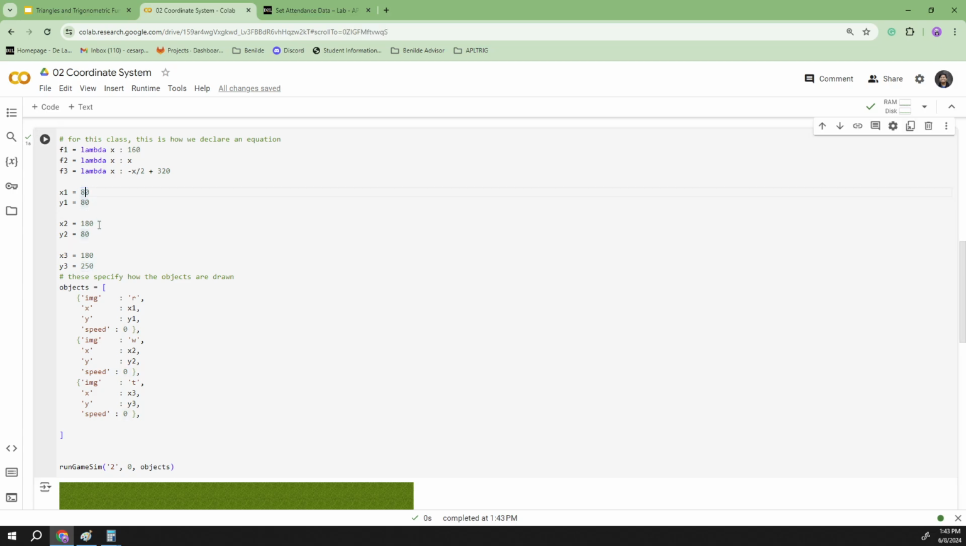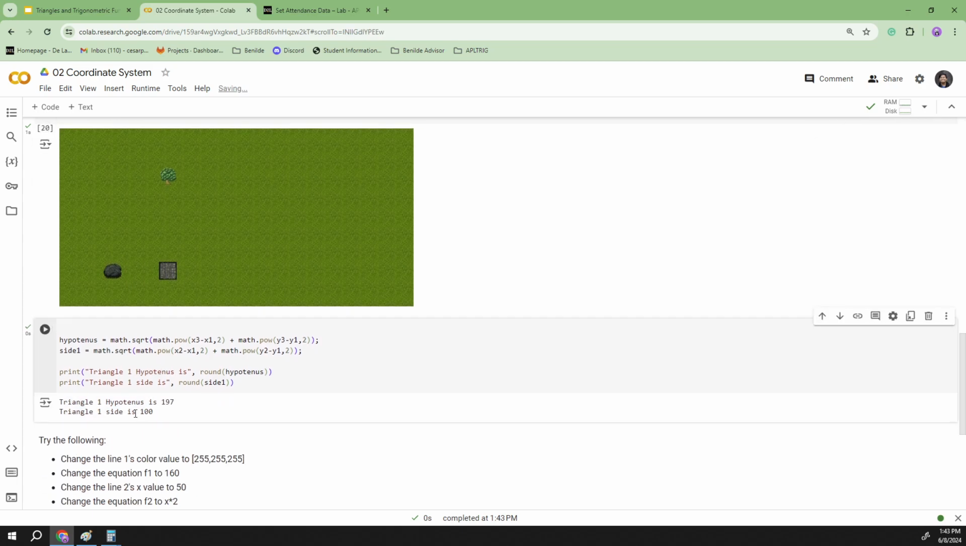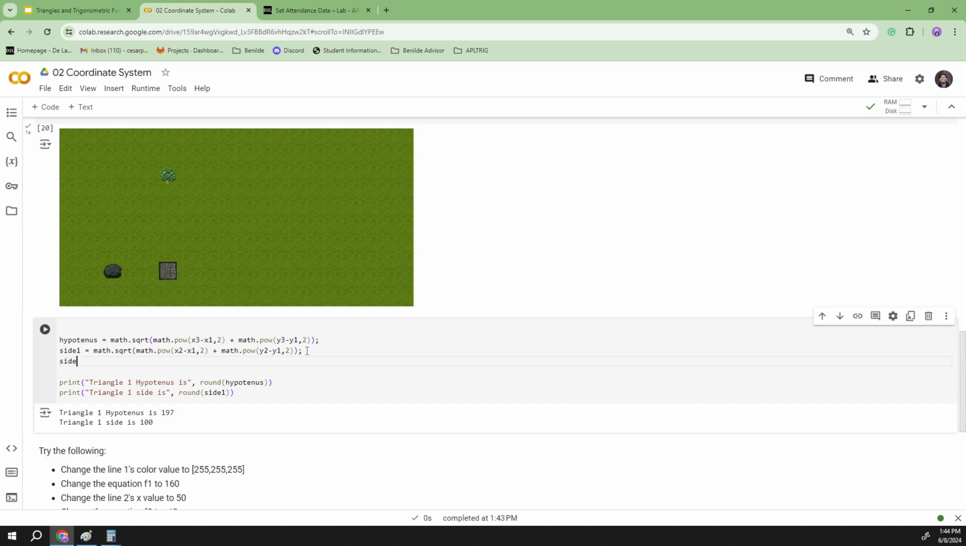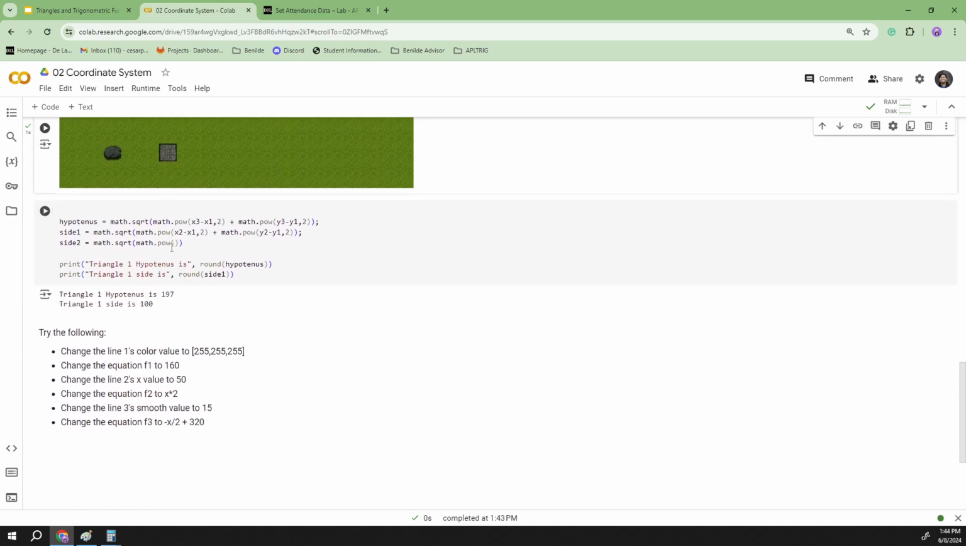Remember, this is x1 and this is x2. So it's definitely just adding 100 lang. Yung y1 tsaka y2, if you minus it, it will be 0. So 100 squared, the square root of that, you have 100. And then we have also our side 2, which is the math square root of the math pow of x2, y2, x3, y3. So you can use any as long as you follow how it goes.